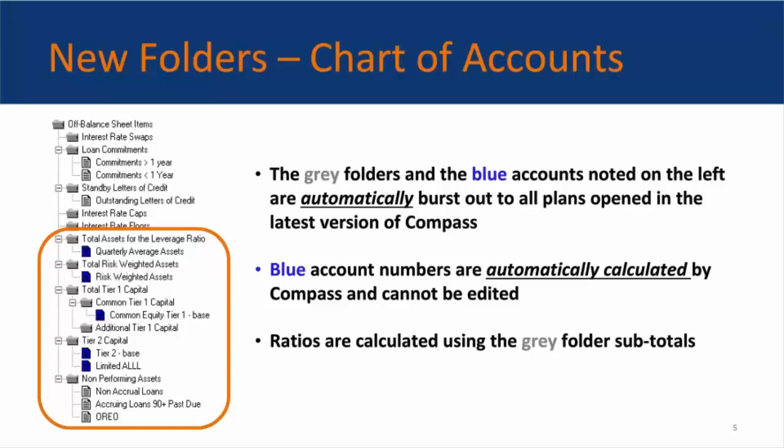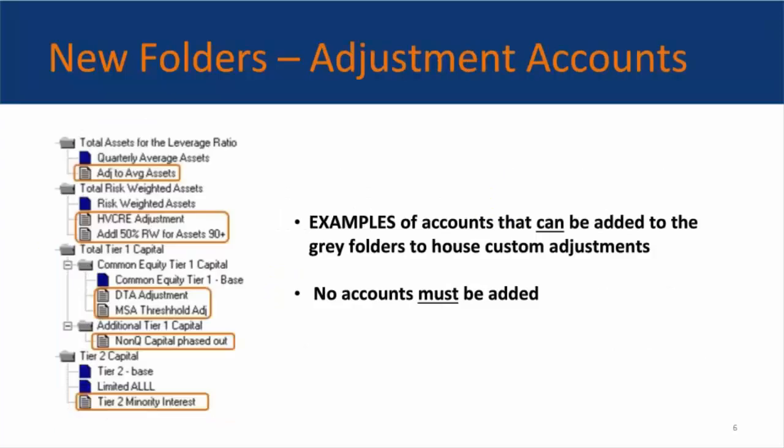Then all of the capital ratios are calculated from a selection of totals from the new category level gray folders. These gray folders include the blue accounts plus any adjustment accounts that you add yourself. The accounts outlined here in orange are examples of adjustment accounts. Now these were all manually added to the chart by our sample bank, and they may not be needed by your bank. In fact, every bank is different.